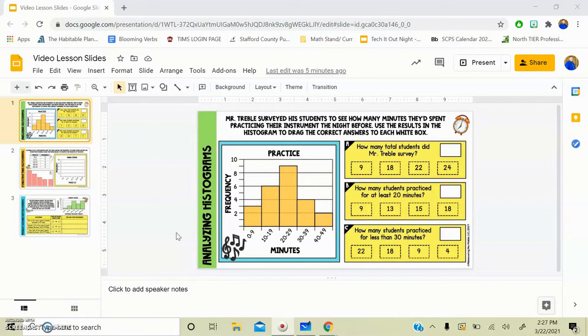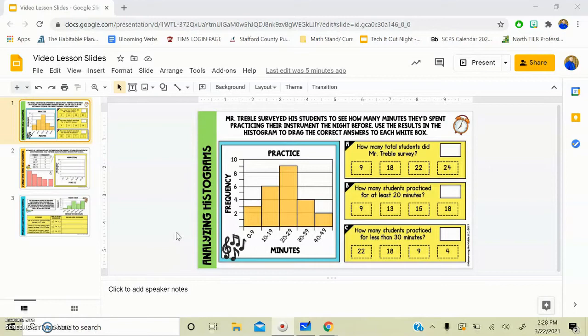So let's take a look at the description of the histogram we have above. Mr. Treble surveyed his students to see how many minutes they'd spent practicing their instrument the night before. Use the results in the histogram to drag the correct answers to each white box. Okay, so we look at this. We're going to analyze this histogram, but we have to look at each of the questions first.